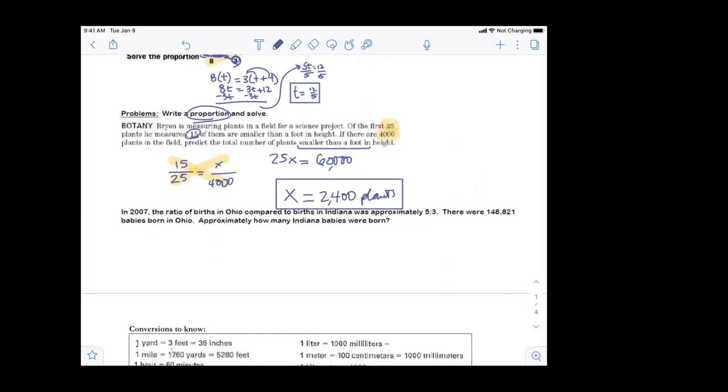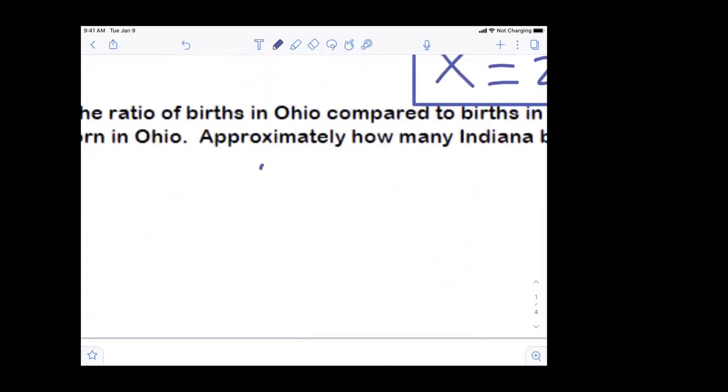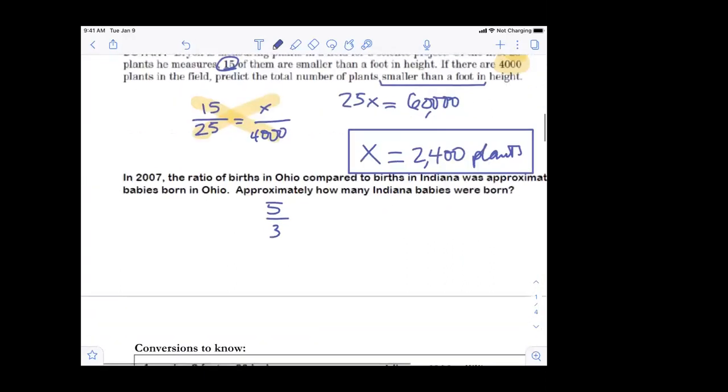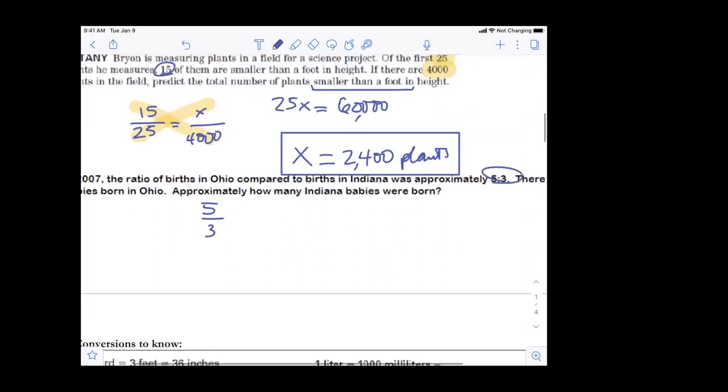Okay, and the next problem is very similar. This time, it gives us a ratio. It doesn't say out of the total, these are the ones that we care about. This one's talking about birth rates. So it's saying in 2007, the rate of births in Ohio compared to the births in Indiana were approximately 5 to 3. So 5/3. Again, I don't really like it when it's written like this, so I'm going to immediately write it like an up and down fraction.